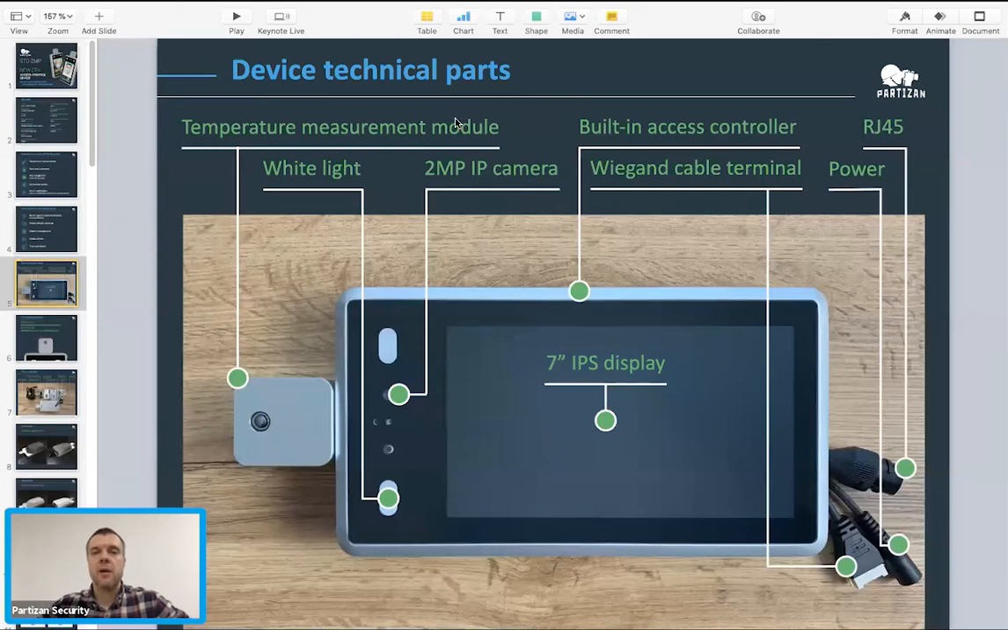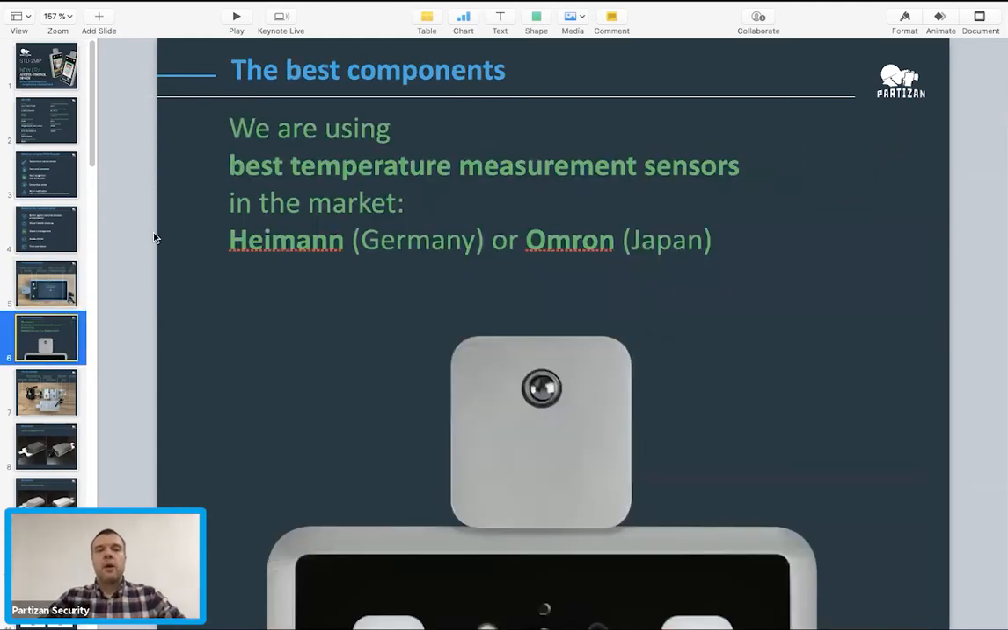Then we can speak about the built-in access controller, which is definitely inside. We have a Wiegand cable terminal, we have a power supply cable, and we have an RJ45 to connect this to the local network. So the most important component of this device is definitely our sensor for the temperature measurement.